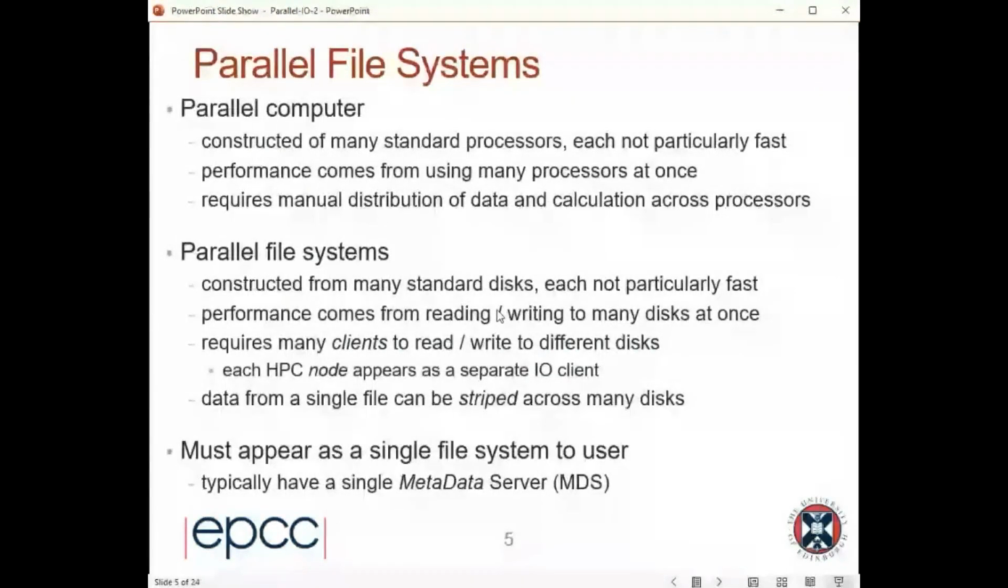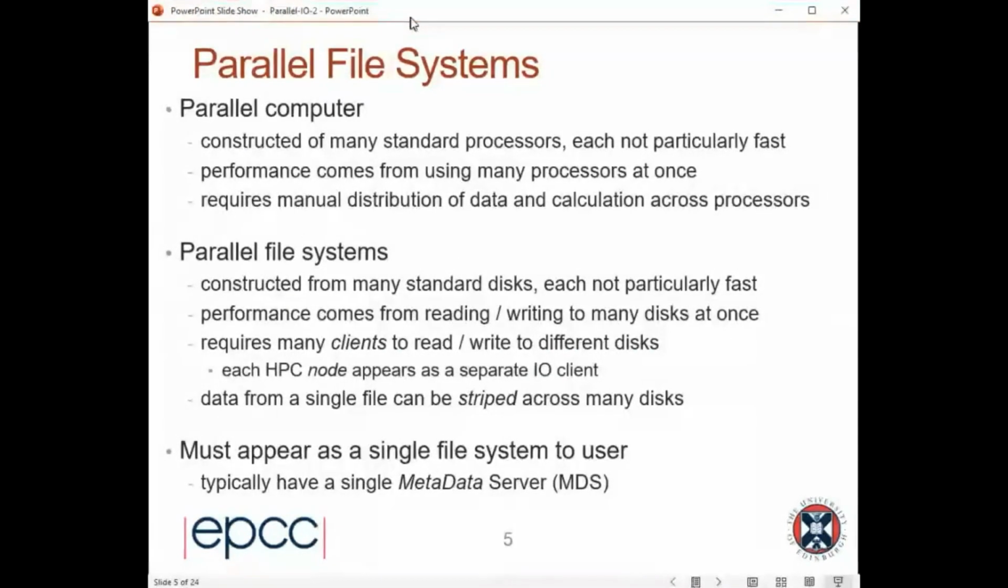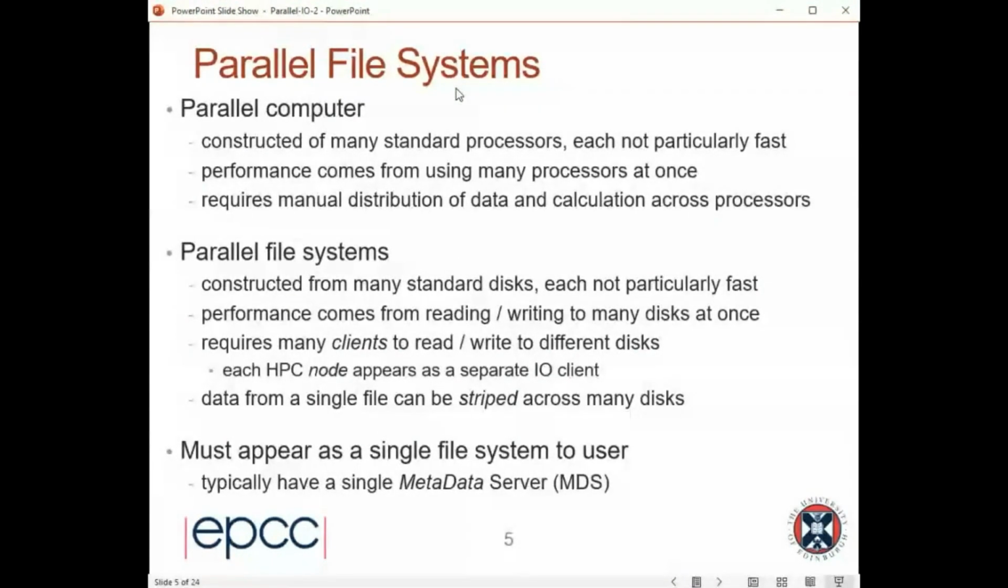So, just to go back, what is a parallel computer? In the early days of supercomputing, people thought that a supercomputer was something they could just stick their program on and it would run faster, but it's not. Supercomputers are parallel computers. They're actually constructed of many standard processors, each not particularly fast. Your laptop is probably faster than the nodes of ARCHER2. Sorry, the CPU core on your laptop is probably faster than the CPU cores on ARCHER2. But your laptop has 4 of them. ARCHER2 has 750,000. So performance comes from using many processors at once.